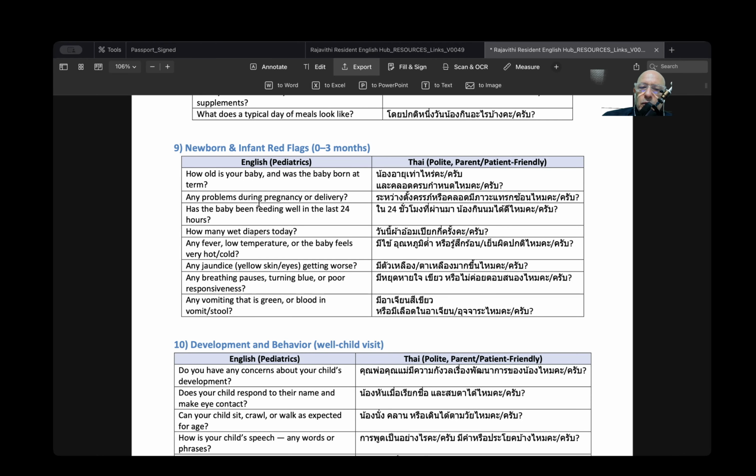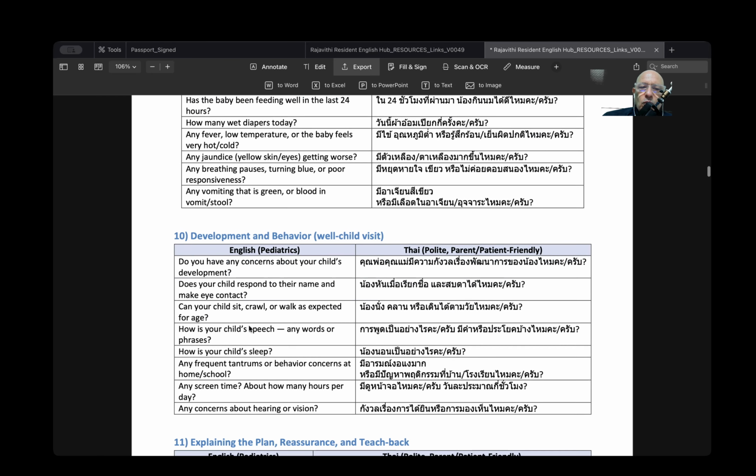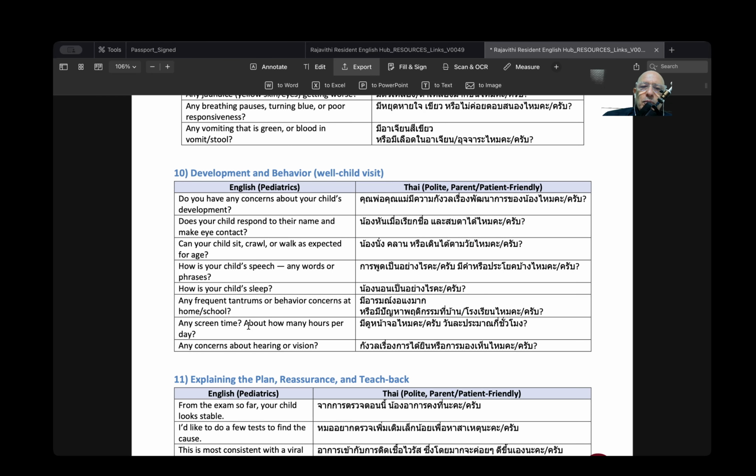How many wet diapers today? Any vomiting that is green? Blood in the vomit or stool? Developmental issues. Does your child respond to their name and make eye contact? How's your child's sleep?